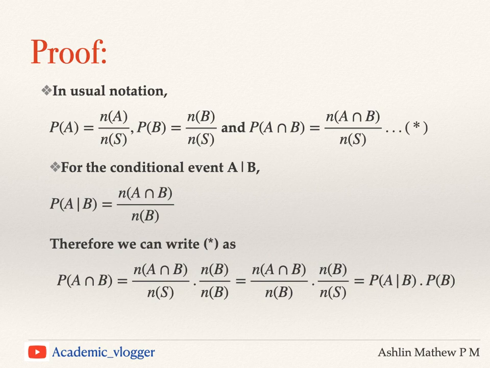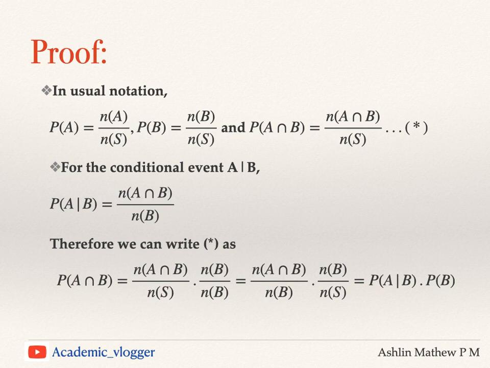So we are going to multiply the equation in the asterisk symbol by n of B divided by n of B. If we multiply and divide by the same value, then it remains the same. So for this asterisk equation, we have rewritten it as n of A intersection B by n of S into n of B by n of B. From here, I'm going to rearrange this, where I club n of A intersection B divided by n of B into n of B by n of S. I'm just rearranging what I have written in the previous one.